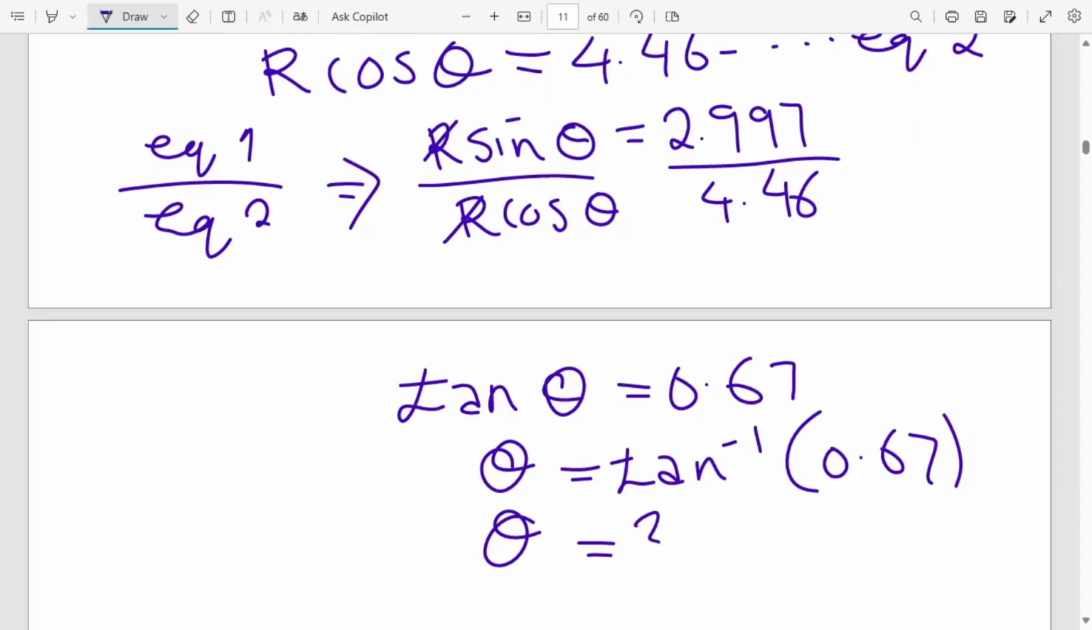So this is equal to 33.9 degrees. So our theta is 33.9 degrees.